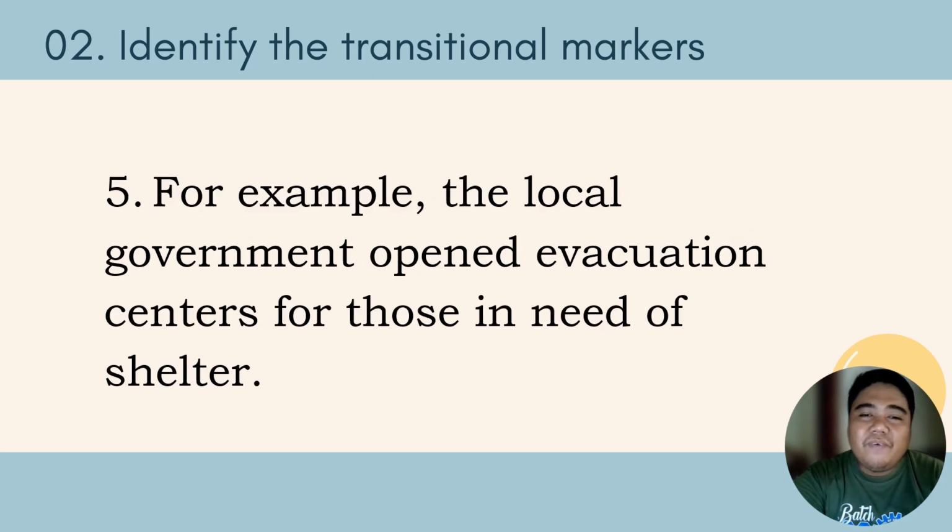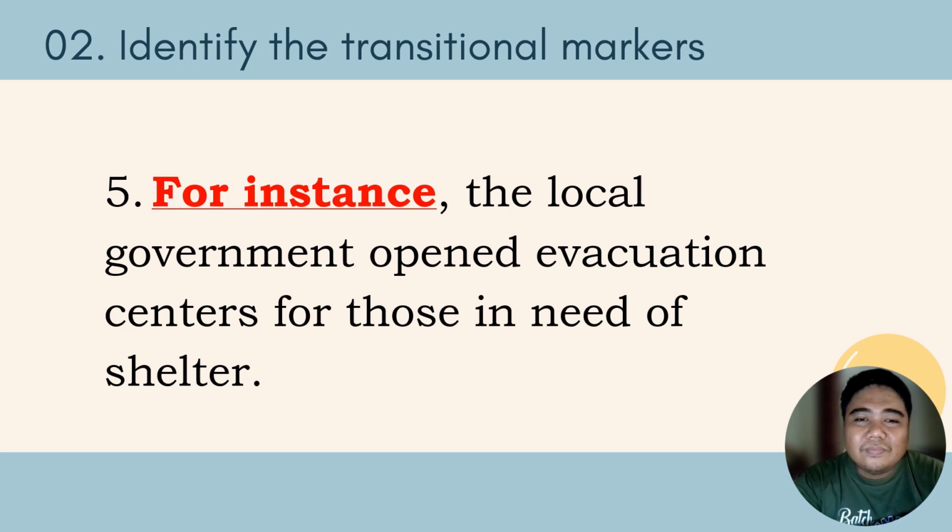Okay, next, we have number 5. "For example, the local government opened evacuation centers for those in need of shelter." What is the transitional marker in item number 5? 10, 9, 8, 7, 6, 5, 4, 3, 2, and 1. The correct answer is "for instance." Okay, very good.